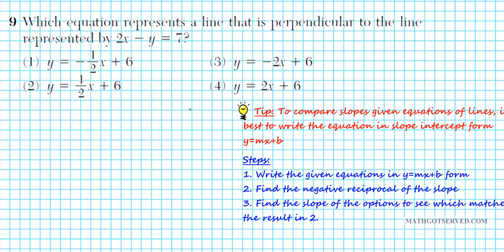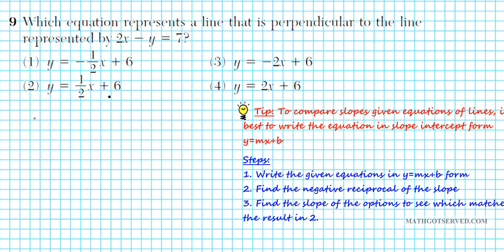All right? So after finding the negative reciprocal of this line, we have the slope of a line perpendicular to it. And then we're going to determine the slopes of these four lines, whichever is a negative reciprocal of the slope of this line, the answer we got in step 2, that will be our answer. Okay? All right, so let's look for the slope of this line.